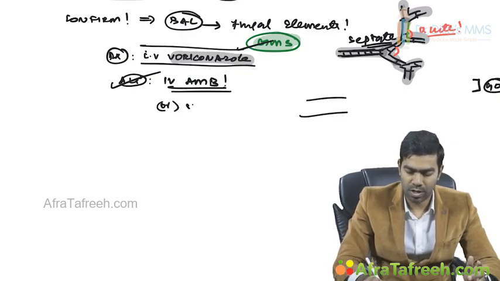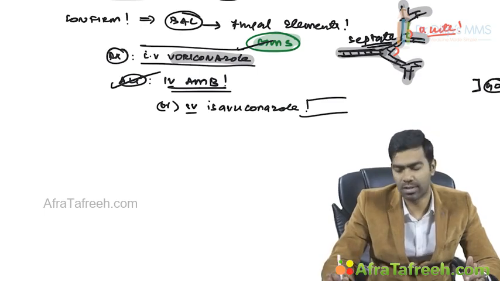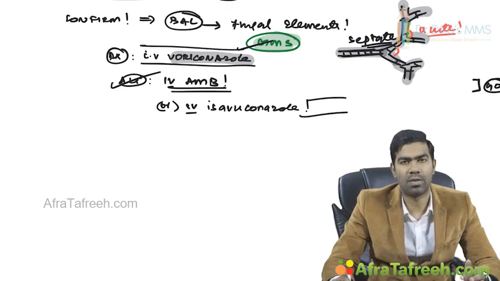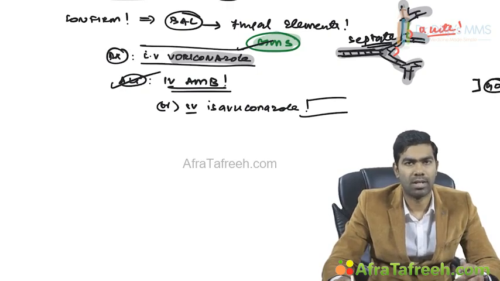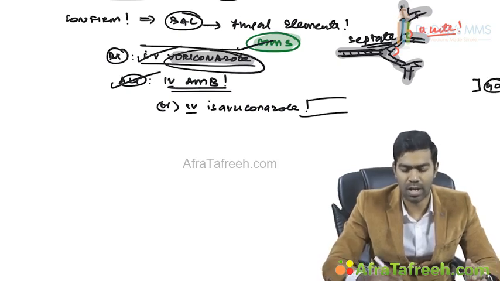Or you can use IV isavuconazole also. Remember, there is no role for oral drugs here, like itraconazole. Itraconazole should be reserved for patients who are having milder forms of Aspergillus infection like CPA or ABPA. But here in invasive pulmonary aspergillosis, I'm going to use only IV drugs. Best is voriconazole, alternative is amphotericin B and isavuconazole.